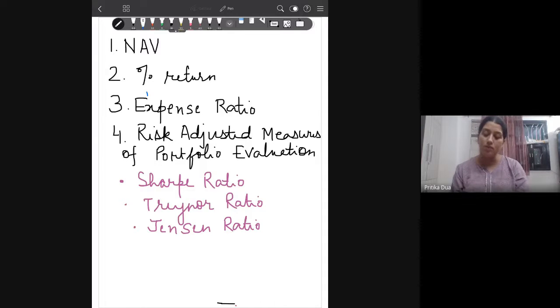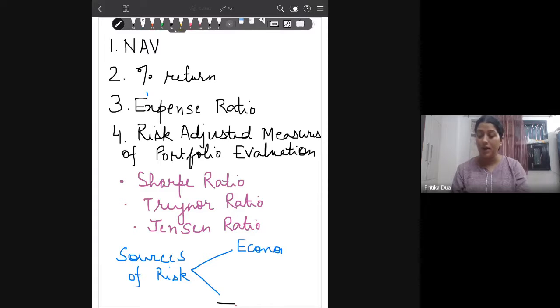So, when I talk about the sources of risk, we say that there are certain risks which are present at the macro level. Macro level here would be, say, at the economy level, and there are certain risks which are present at the micro level, and micro level here would be the firm level. The risks at the economy level will be common to all the firms.